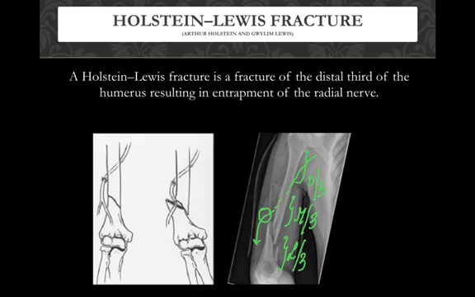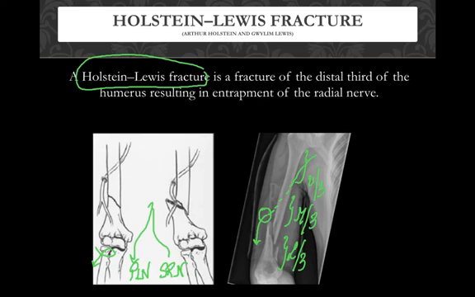I also want you to remember one point here, that the radial nerve in the lower part of the arm divides into two branches. One, the posterior interosseous nerve. Second, the superficial radial nerve. The posterior interosseous nerve is a pure motor nerve that takes a turn around the head of radius. The question that is also asked is, fractures of the lower 1/3 of humerus that entrap the radial nerve, what are they called? They are called the Holstein-Lewis fracture.